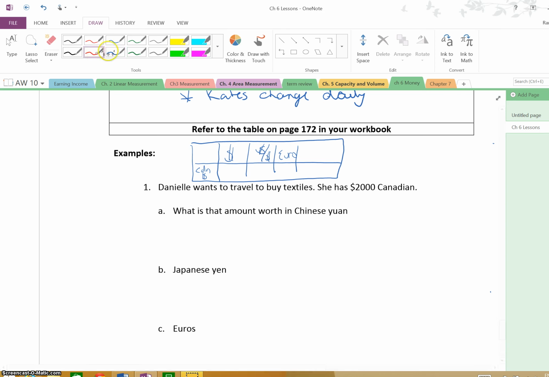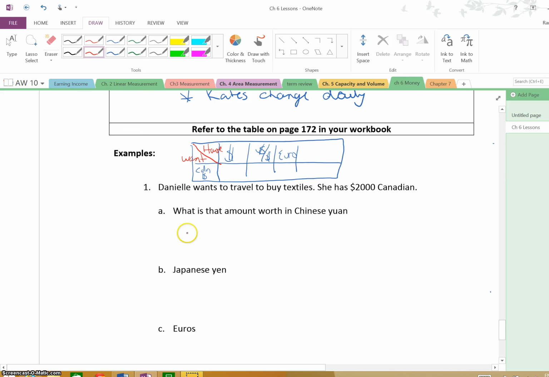So what I'm going to do is help you out a little bit. This top row is the currency that you currently have. And then the one along the outer left is the currency that you want. And so then you would use that.